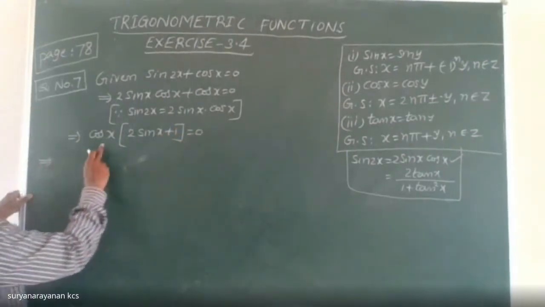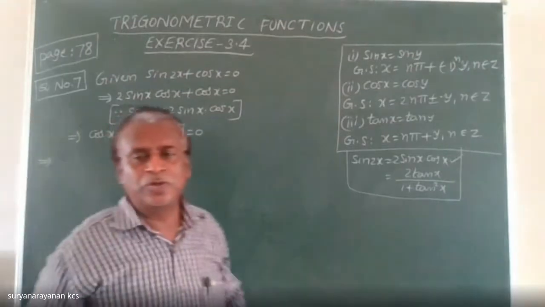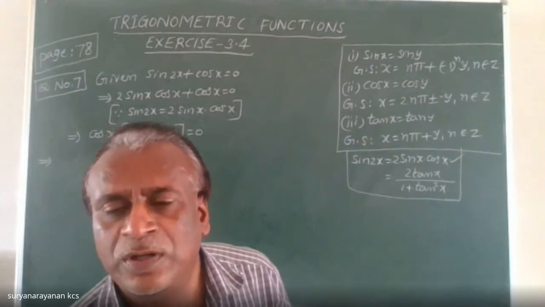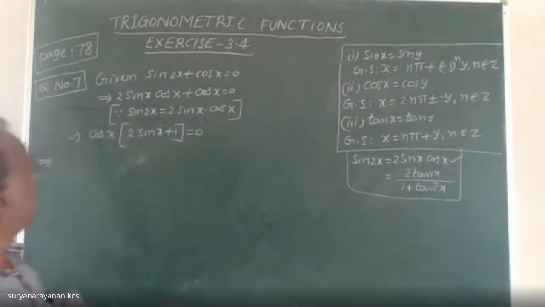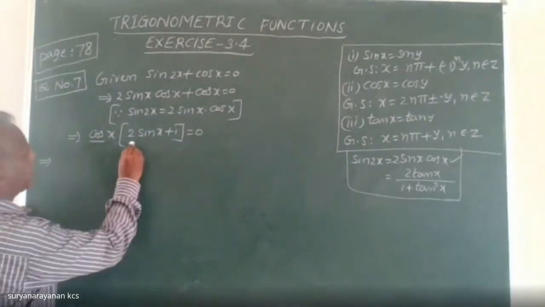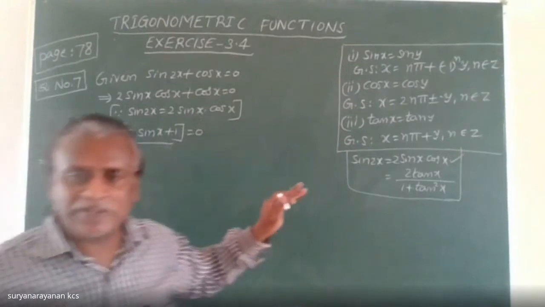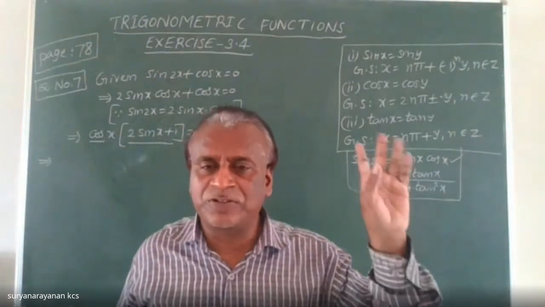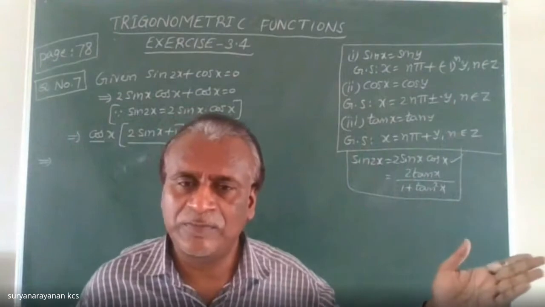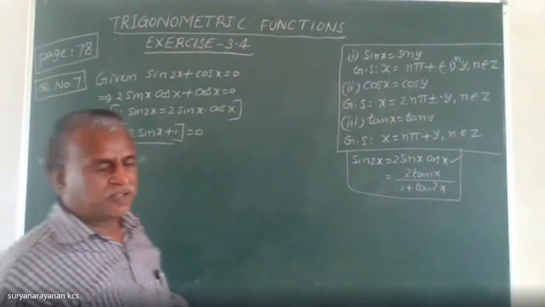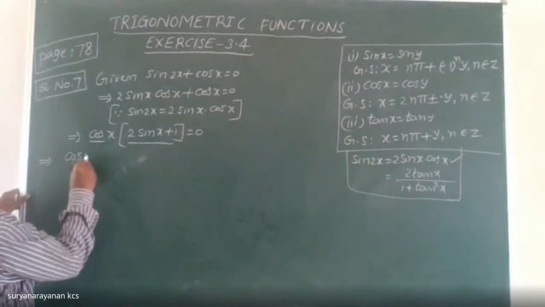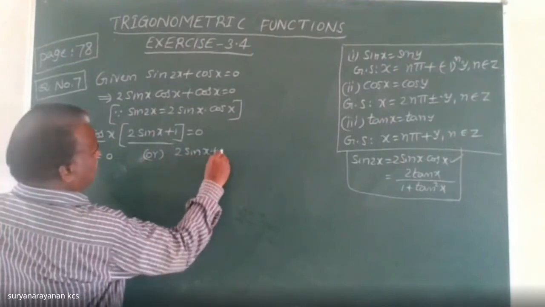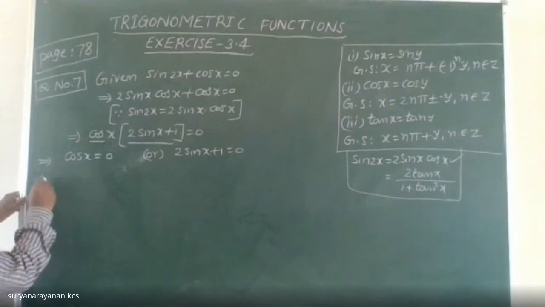This implies, as I told you in the morning also, product of two numbers. This is the first number, cos x, and this is the second number. If the product of two numbers is equal to 0, then there are two possibilities: the first number may be 0 or the second number may be 0. So cos x is equal to 0 or 2 sin x plus 1 is equal to 0.